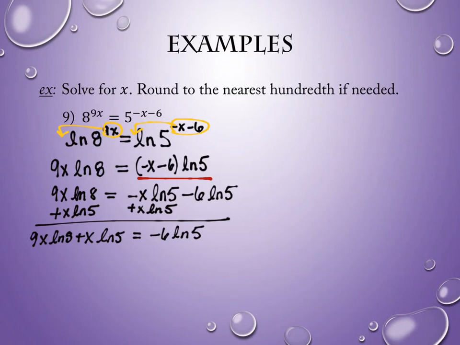So success, we've got the x's on the same side, woohoo! But there's still 2 of them, right? That's a problem. But it's not hard to solve it. Because there's an x in both parts, we can factor it out in front, just like when we did factoring of polynomials. So we can pull the x out. It makes 9 natural log 8 plus natural log 5 equals negative 6 natural log 5.